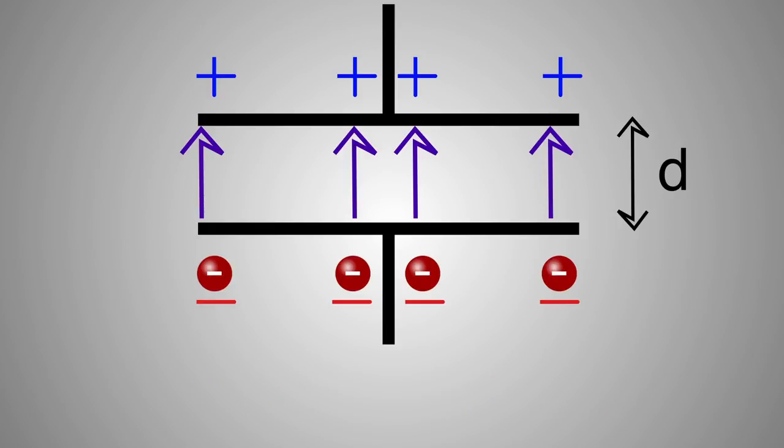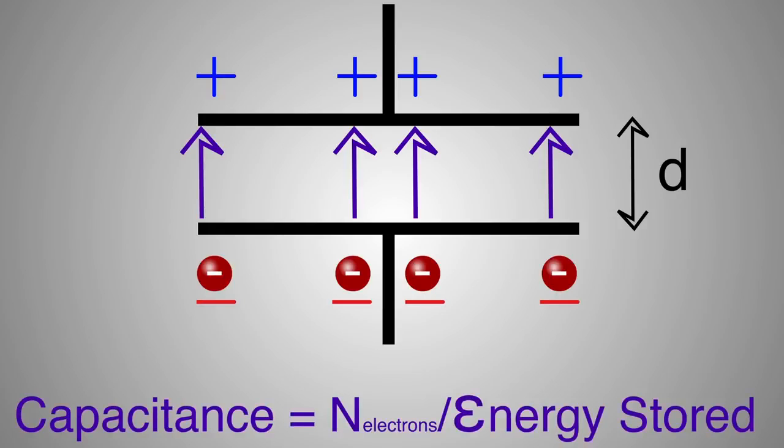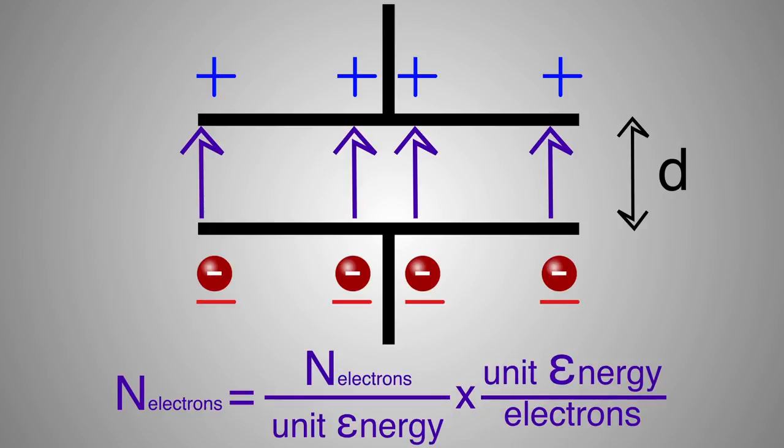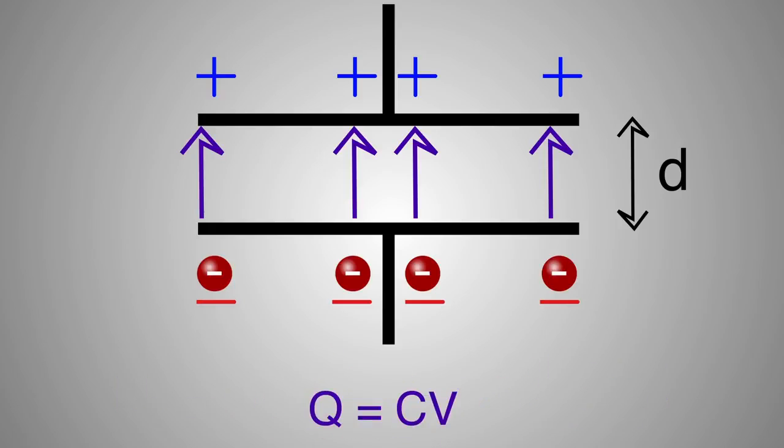How many electrons are stored in a capacitor per volt? We define a capacitor's capacity as the number of electrons forced into the capacitor per unit of energy stored in the capacitor. So C equals number of electrons per energy stored. Therefore, the number of electrons stored can be computed by multiplying the number of electrons that can be stored per unit energy times the energy per electron, which is the voltage. Q equals CV, charge equals capacitance times volts.